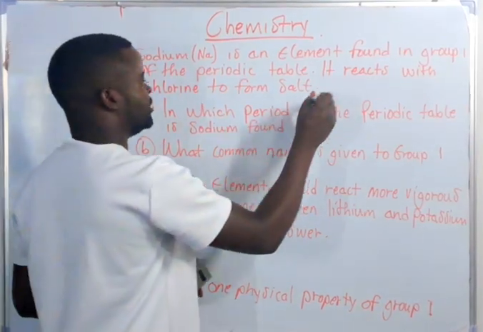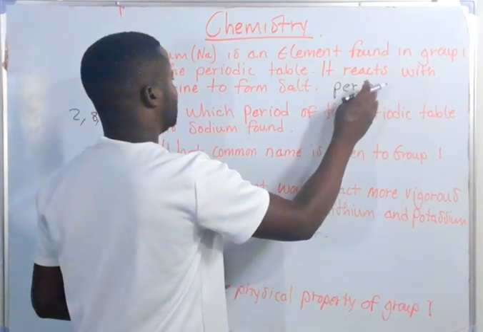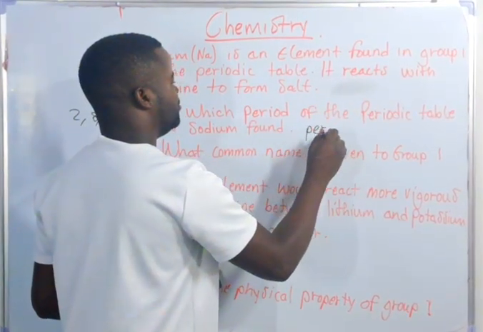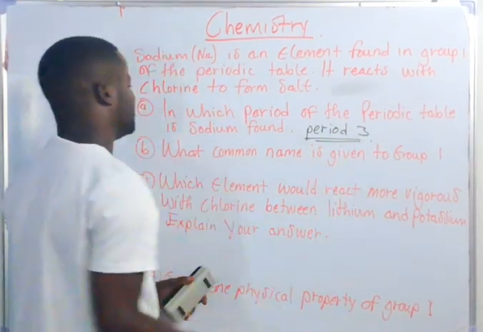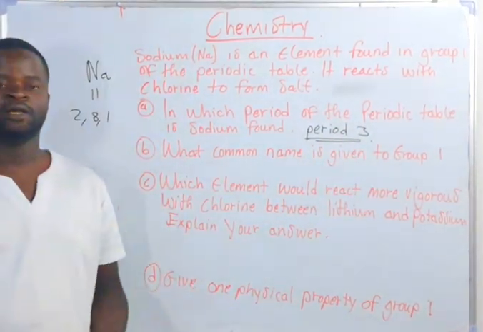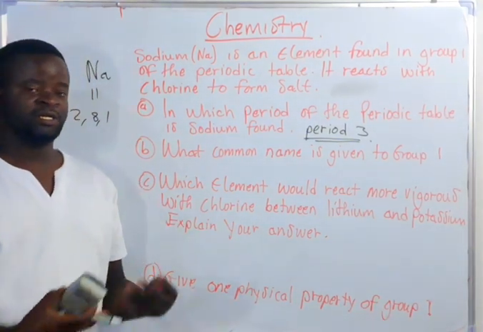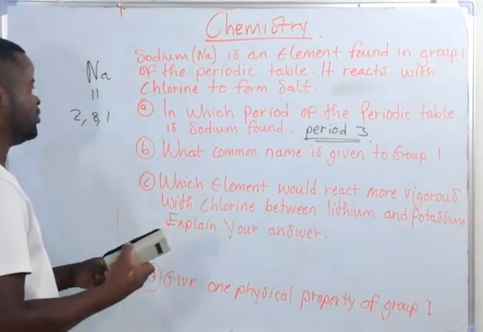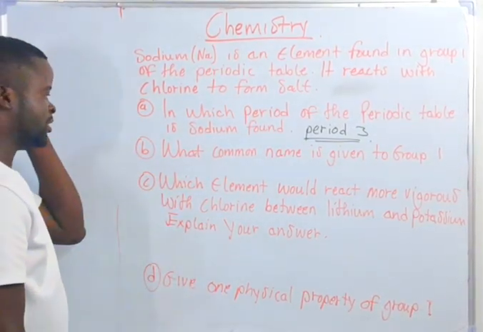So sodium is in period what? Period 3. This is the answer for question A. Remember, by counting the number of shells, we can find that sodium is in period 3. So let's proceed with question B.